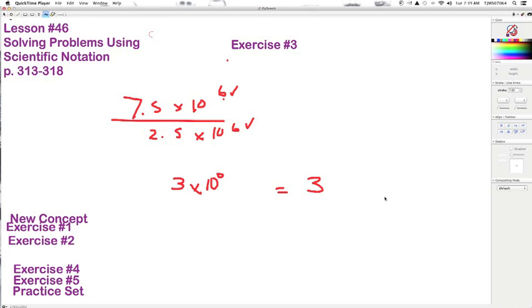I think that's going to get you started. If you need help with exercise 4, come and see me. Go ahead and work on your lesson. If this is tough, we'll go back and we'll work on the practice up together. So again, this is lesson 46, solving problems using scientific notation. You're on page 313 to 318. And good luck.